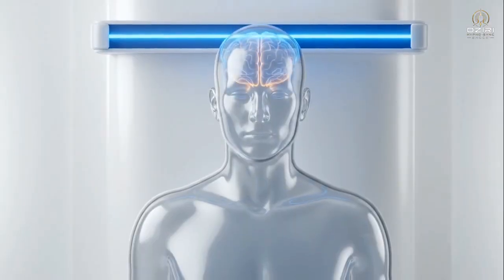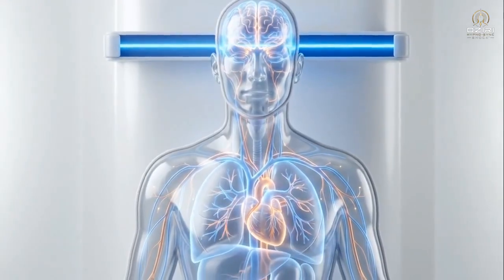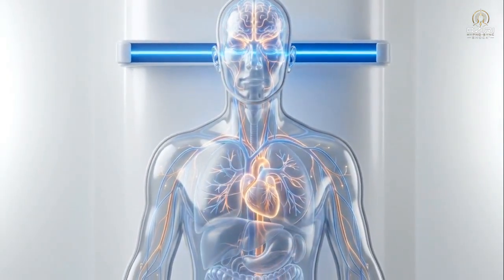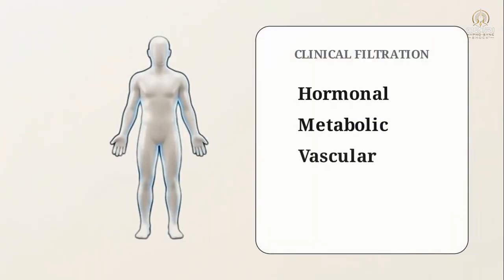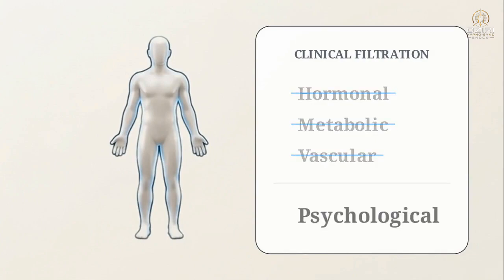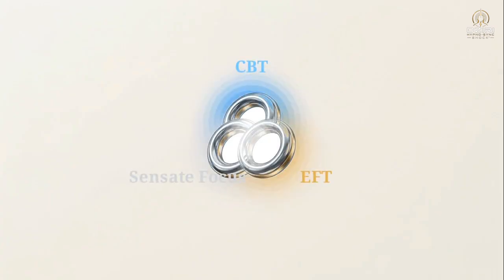Clinicians must rule out organic etiologies, verifying that the patient's hormonal, metabolic, and vascular systems are not the primary cause of the dysfunction. Precision in diagnosis is the prerequisite for intervention. Filtering out physiological and benign noise allows us to target the psychological pathology directly. Once pathology is isolated, we deploy a tripartite intervention plan: cognitive behavioral therapy, sensate focus, and emotionally focused therapy.